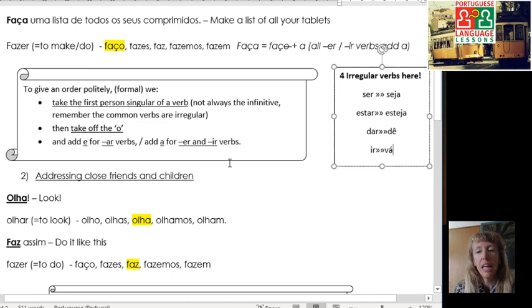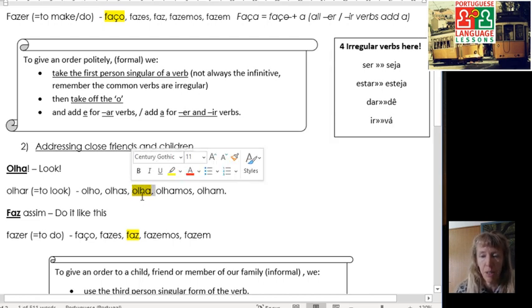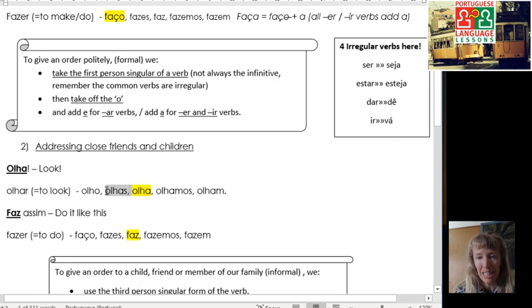Now, if I'm going to be talking to close friends and children, i.e. using the informal, look at these examples. Olha, look. So this is from the verb olhar. And how am I forming this? Olho, olhas, olha, olhamos, olham. It's the third person. So this is somebody who I'd normally address in the second person, olhas. But to make the imperativo, I use the third person. Olha. Faz assim. Do it like this.